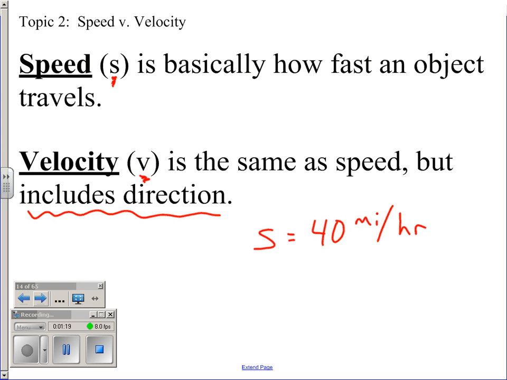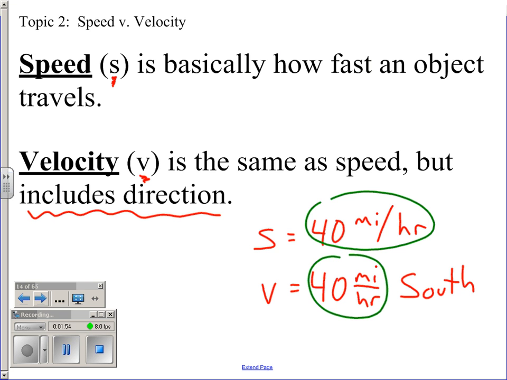Now, same scenario, but this time instead of me asking you what your speed is, I say, what's your velocity? In that case, you would have to tell me how fast you're going. So you would look at the speedometer and say, oh, my velocity is 40 miles per hour. But you would also have to tell me the direction. So you might say 40 miles an hour south, or whatever way you're going on Orchard Lake. They both tell you how fast you're going. The only difference is that the velocity includes the direction.